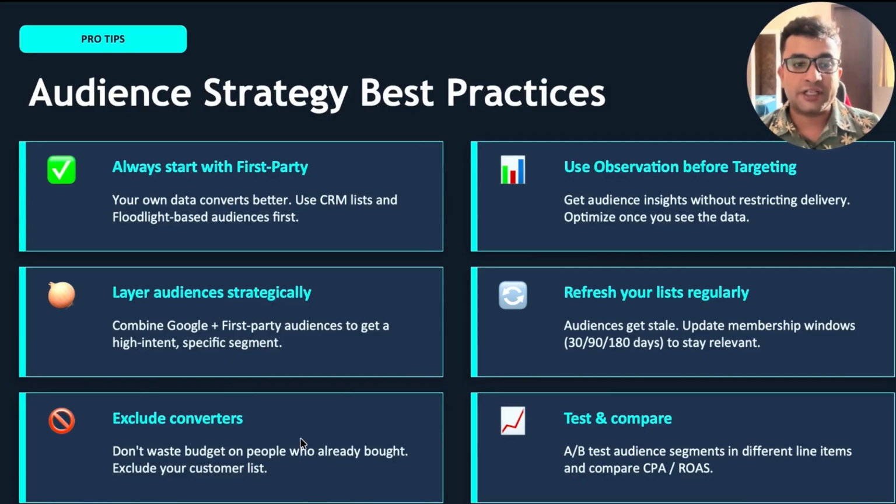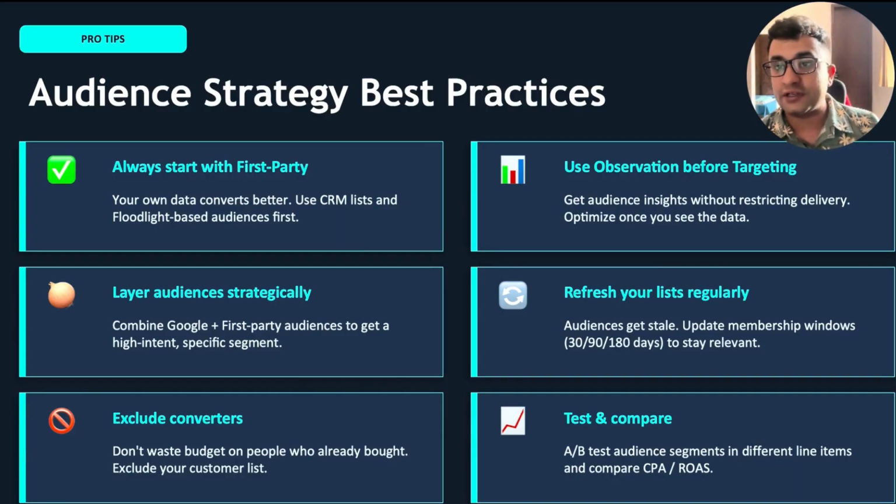We can layer audiences strategically. There is an onion sign because it is layer by layer, just like an onion. We can combine Google plus first party audiences to get a high intent list of a specific segment. We can refresh our list regularly. It's a very important point to consider. Keep on refreshing your list because audiences get stale. Sometimes we should update membership windows like 30 days, 90 days, or 180 days to stay relevant.